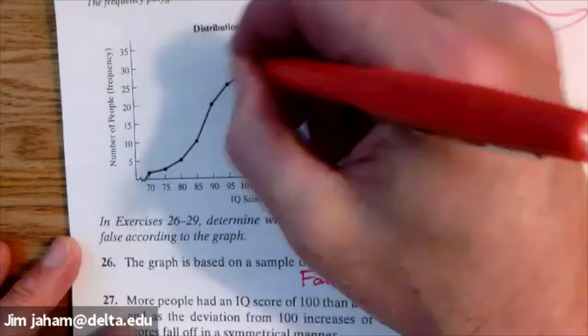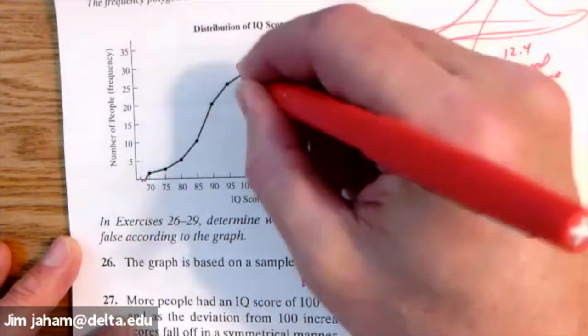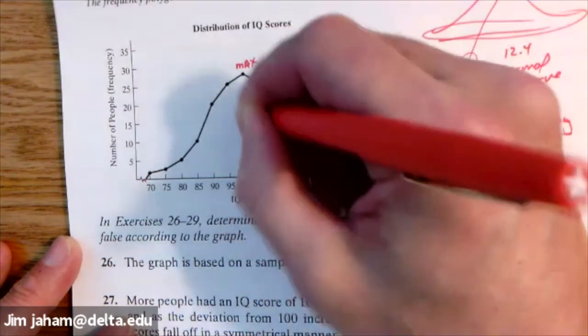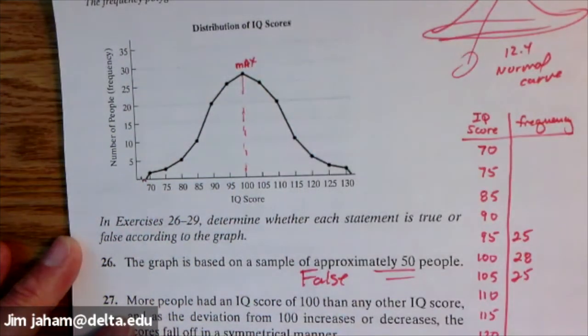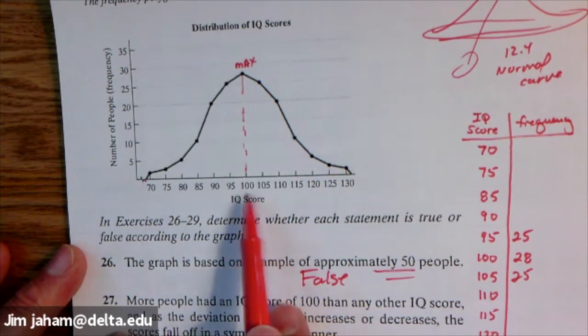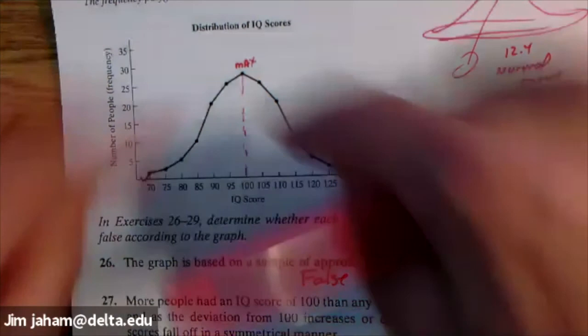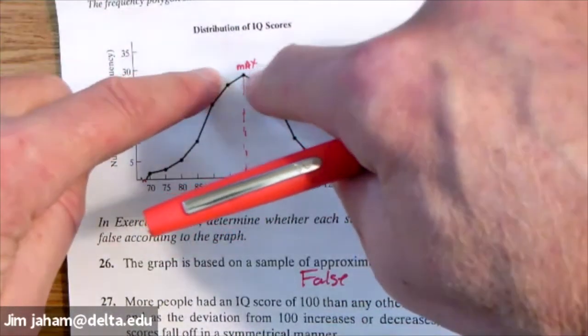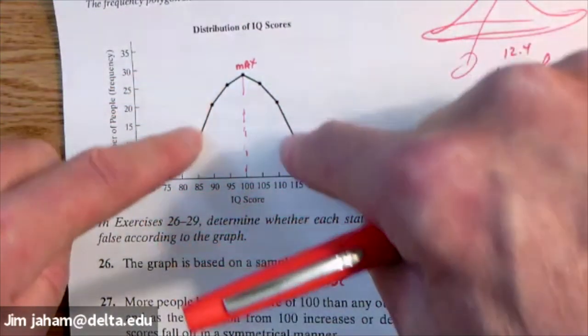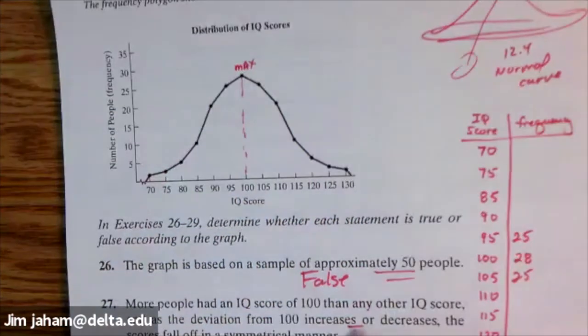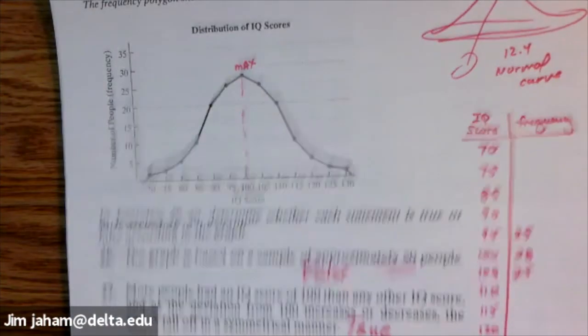Okay, so here's your max. And that does correspond to 100. So more people had an IQ of 100, true, than any other IQ score. And as the deviation away from 100 increases or decreases, the scores fall off in a symmetrical manner. That's exactly what's going on here. That is true.